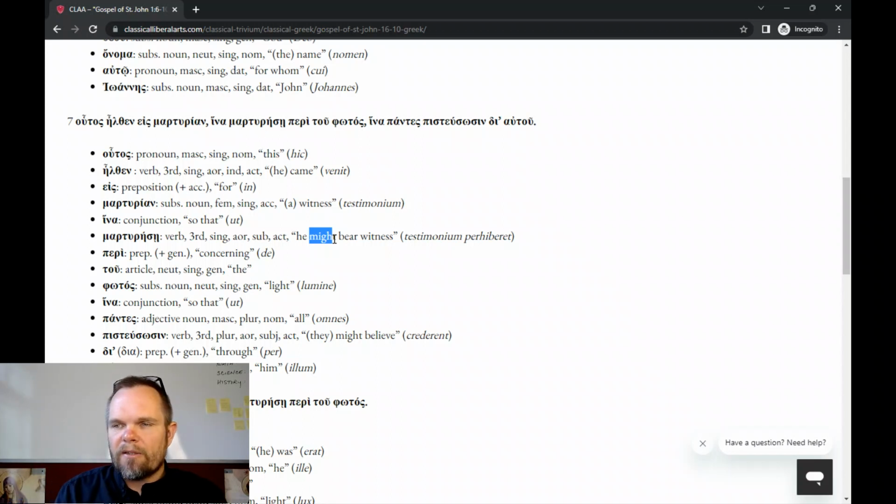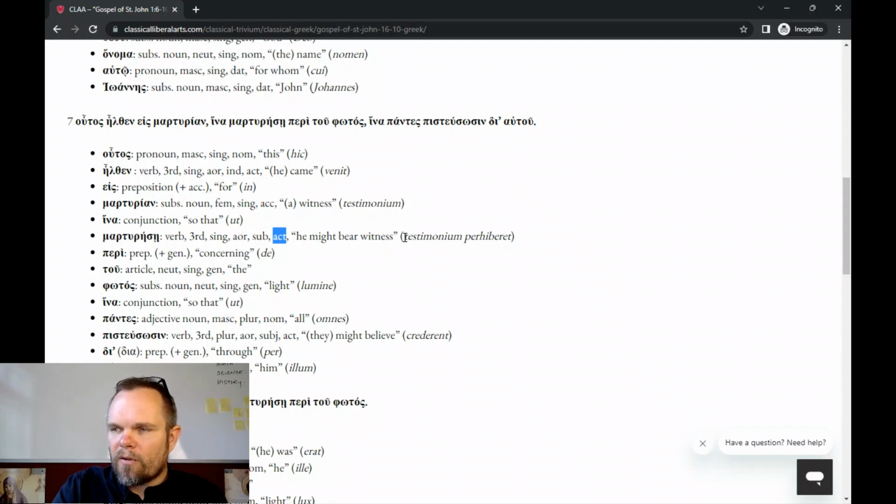So it's important to see the subjunctive mood when it's listed there in the characteristics and to see how it affects the translation: so that he might bear witness. Okay, it's third person singular, it's he, referring to John as the subject. Notice again the tense is aorist, so it's got an indefinite tense. It's subjunctive in mood and it's active in voice. So that he might bear witness, marturese.